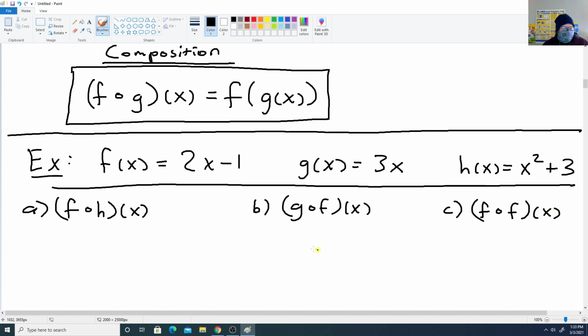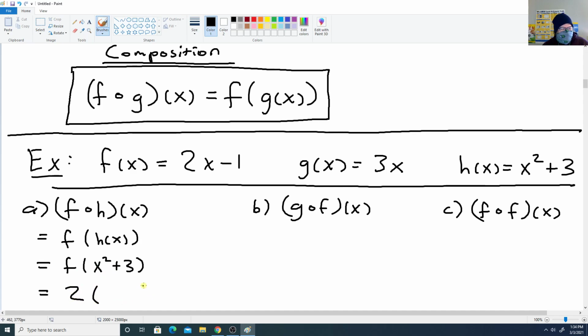So for f composed of h of x, this is equal to the function f evaluated at the function h of x. So this will be the function f. H of x, I'll write that out, is actually x squared plus 3. So now we want to take our f function and replace its x value with x squared plus 3.